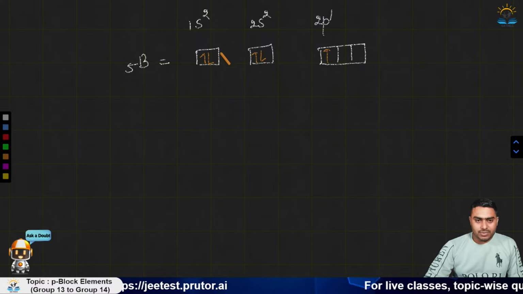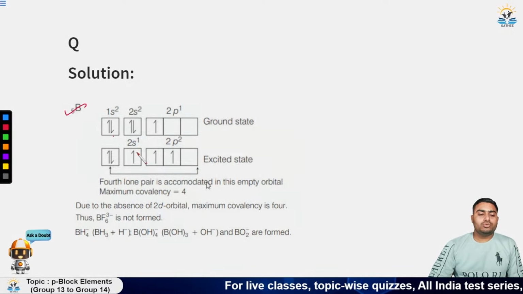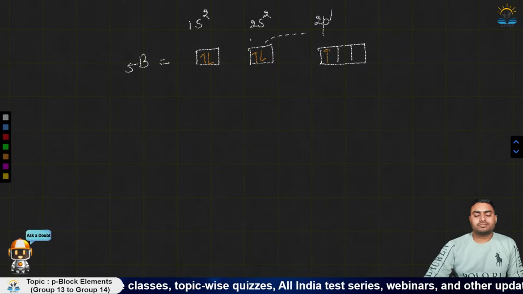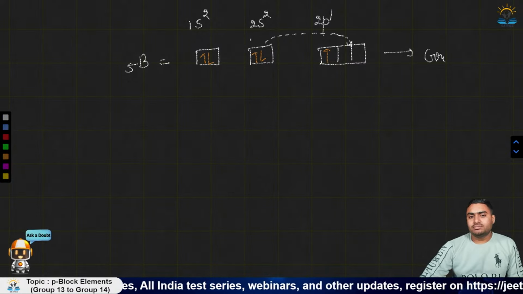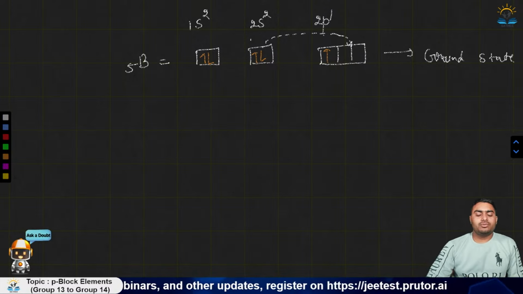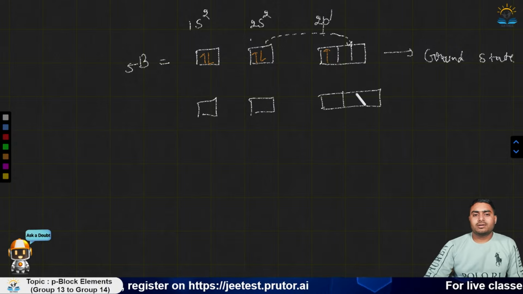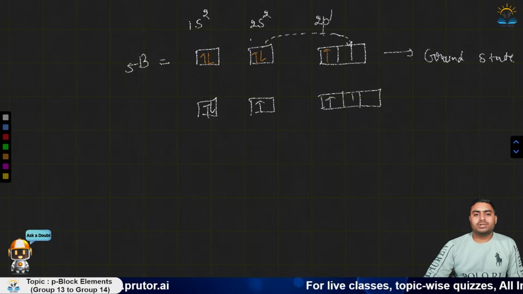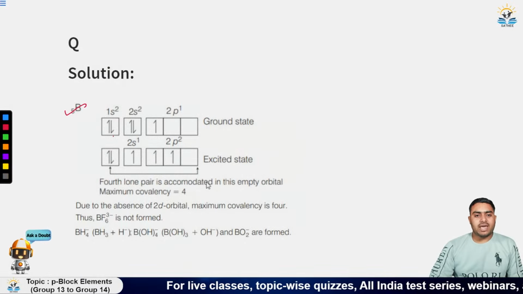So what will happen? You can see here the electron from 2s can jump from 2s to 2p, like this. This is the ground state, and you can see this becomes the excited state. This is 1s2 2s2 2p1, this is 1s2 2s1 2p2. Now boron can form three bonds, right? This is the excited state.